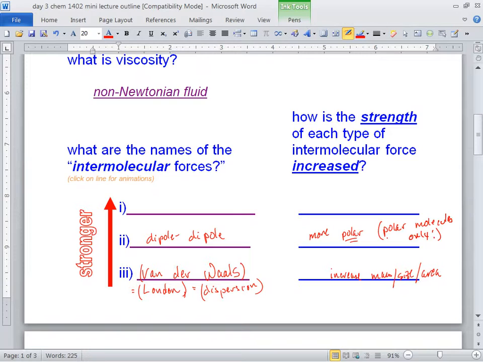Now, how do you know if you have a polar molecule in the first place? Yeah, positive end wants to stick to a negative end. But how does a molecule generate a positive end or a negative end? It was the E word. Electronegative.